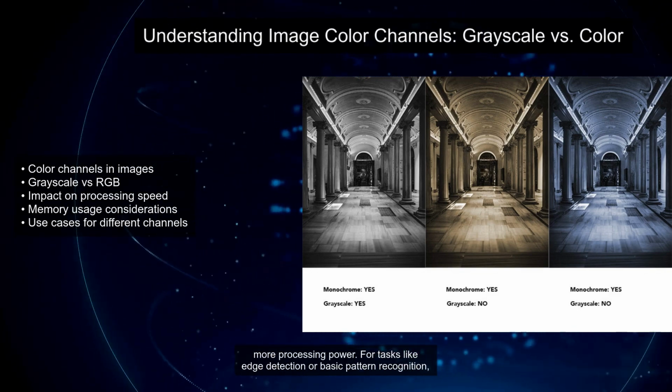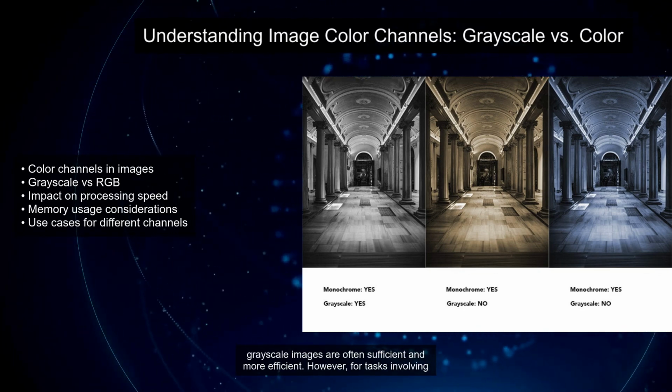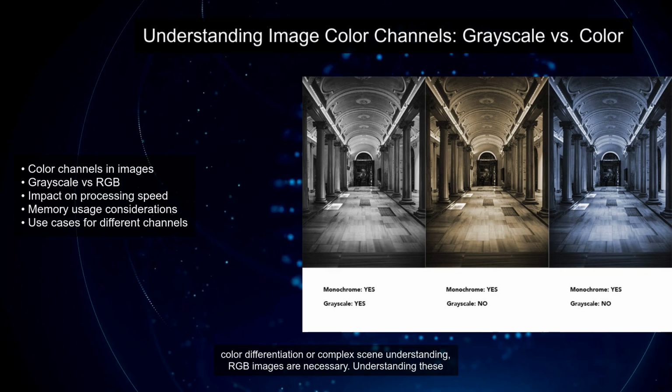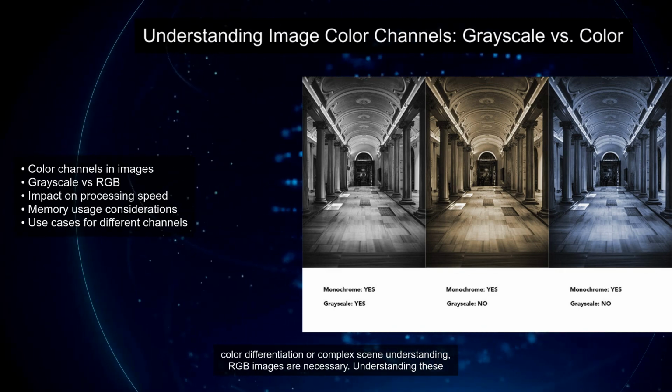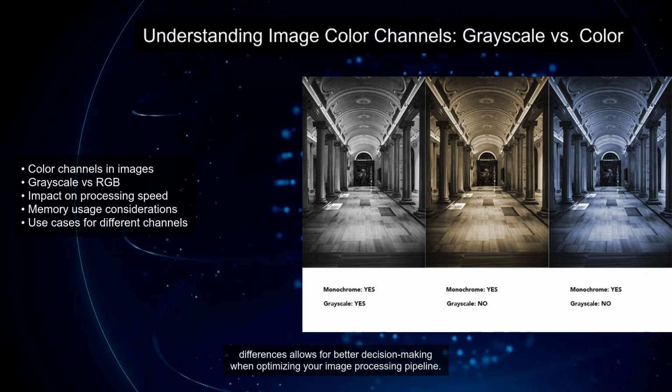For tasks like edge detection or basic pattern recognition, grayscale images are often sufficient and more efficient. However, for tasks involving color differentiation or complex scene understanding, RGB images are necessary. Understanding these differences allows for better decision-making when optimizing your image processing pipeline.